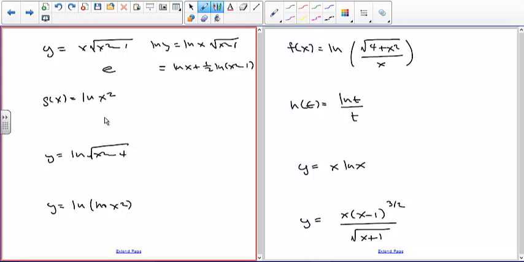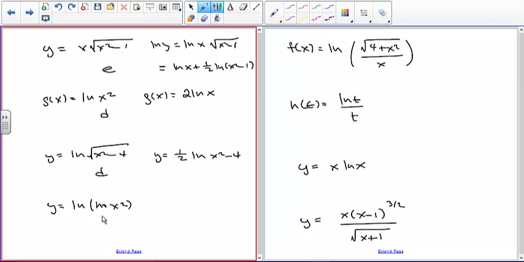Okay, the second one, that one is D, right? So you can use the properties of logarithms to rewrite this as that. The same with the third one, because you've got the square root. So you would rewrite that as to the 1/2 power. So that would become y equals 1/2 the natural log of x squared minus 4.